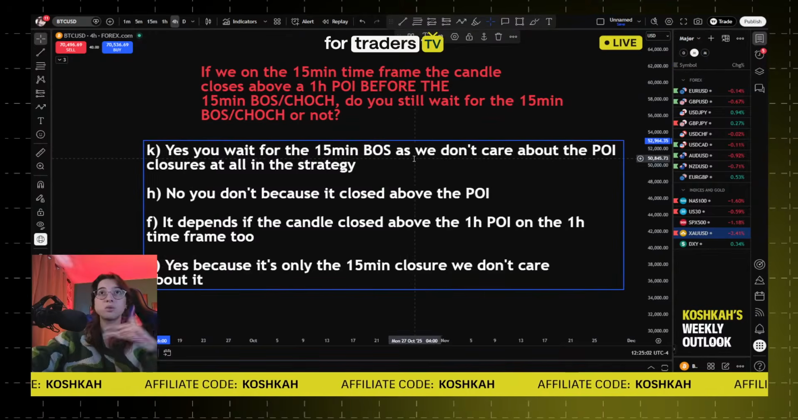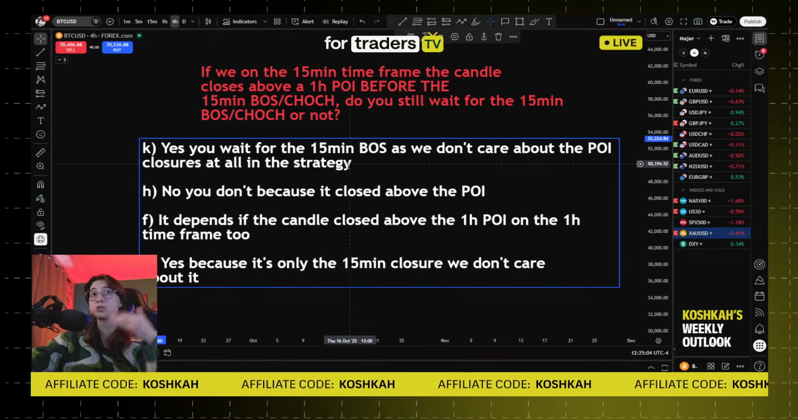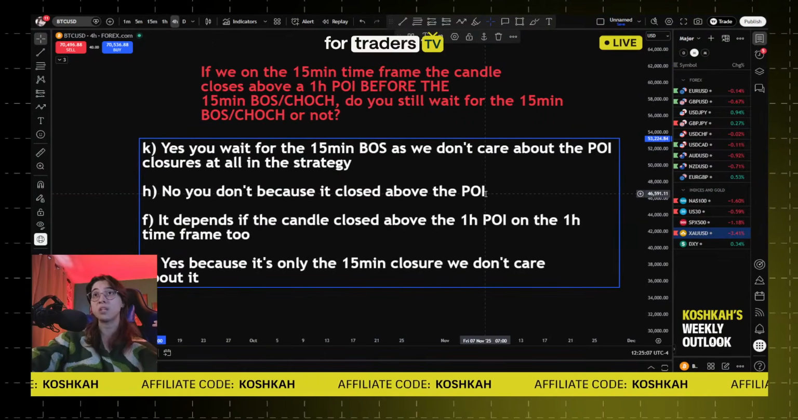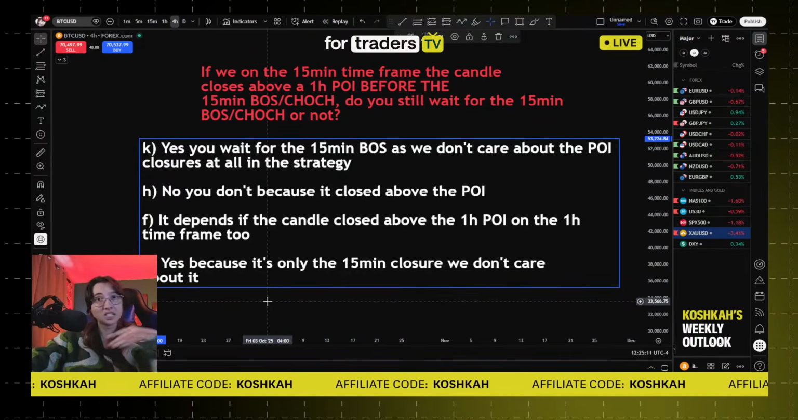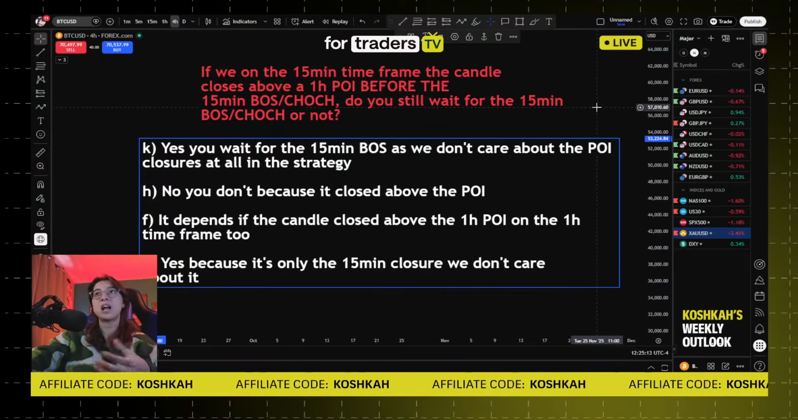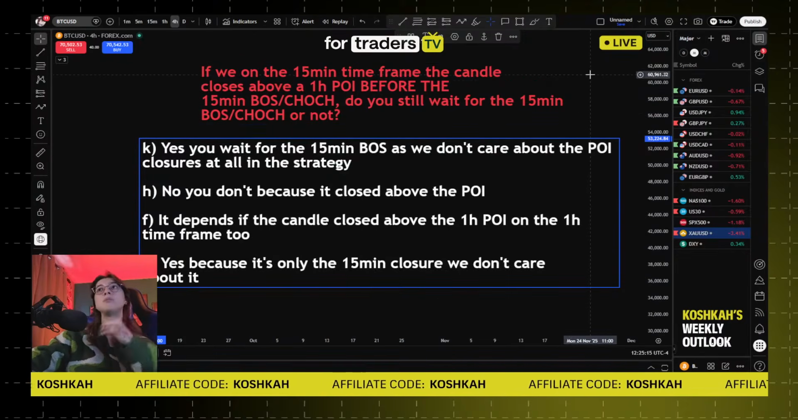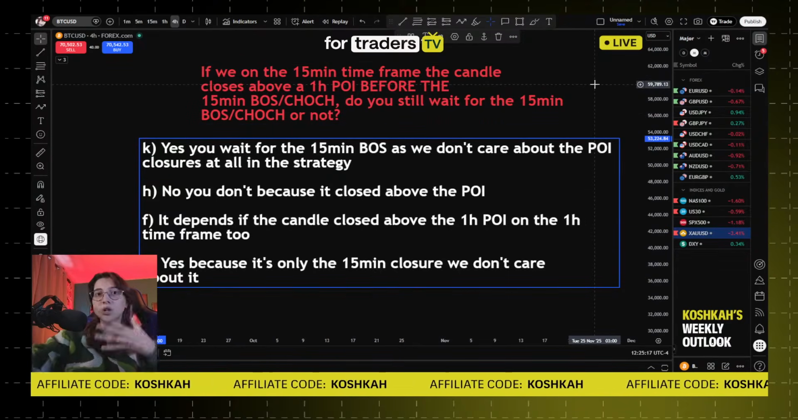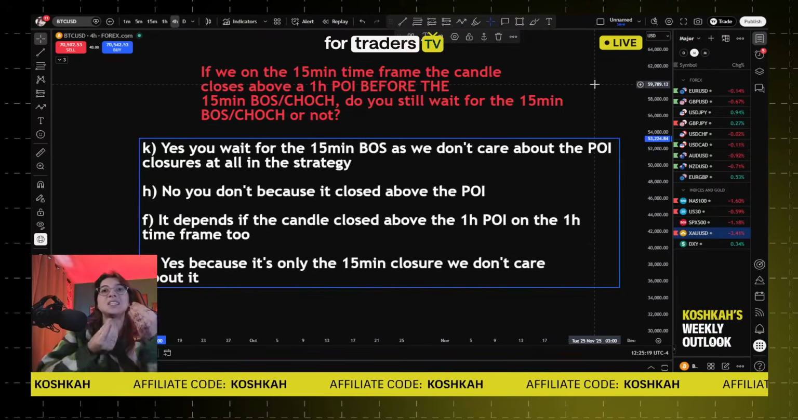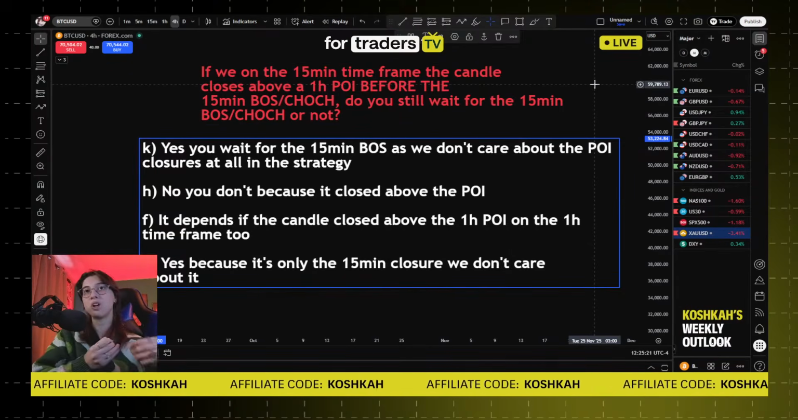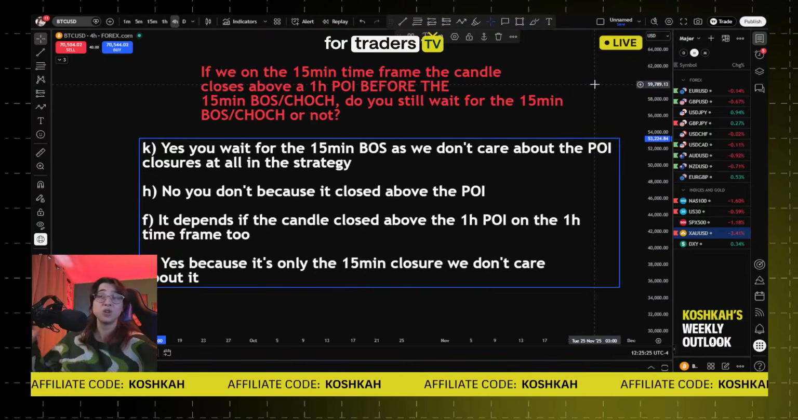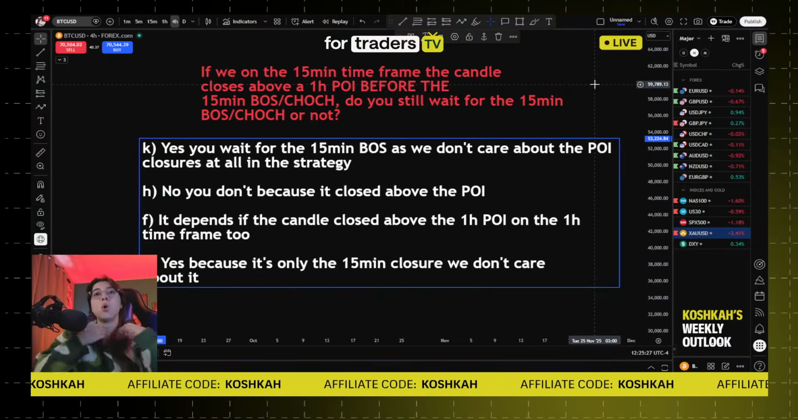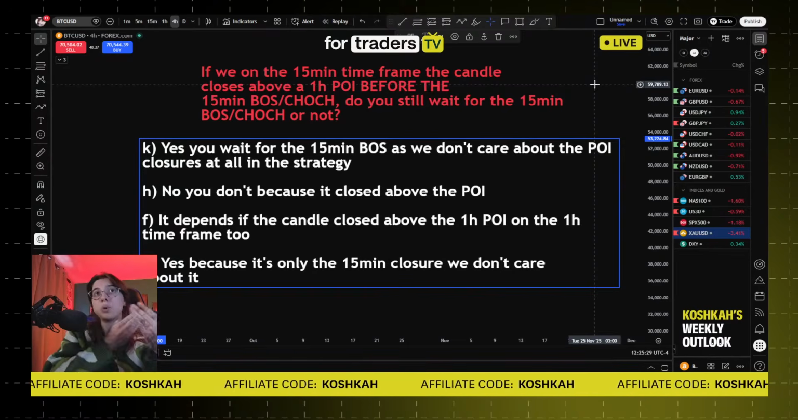If the answer is not talking about the 1 hour, wrong. That's it. Because you need to verify. How can you know if, on the same time frame that the POI is, it closed inside or not? This is what indicates the invalidation. If you don't go on the 1 hour to verify, it's wrong. You don't even stay on the 15-minute. You always go on the same time frame that the POI is.